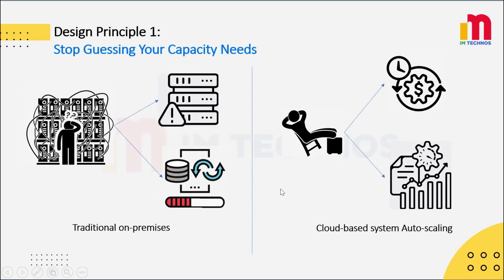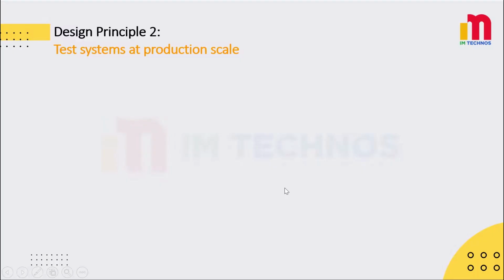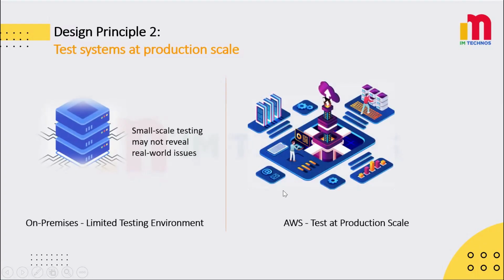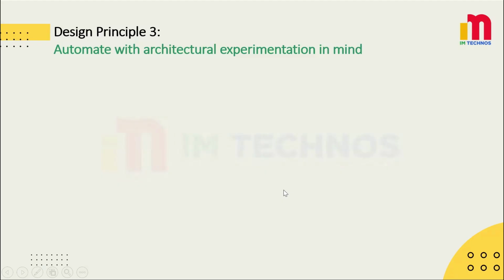Now let's explore the next design principle, which is test systems at production scale. Many businesses test their applications in small, controlled environments, but when real users start using the system, unexpected problems arise. Why? Because the test environment doesn't match the real-world production setup. On the other hand, AWS enables businesses to test their systems at production scale, meaning they can simulate real-world traffic and workloads before launching. This ensures that the applications perform well under actual conditions and helps identify potential failures before they impact users.